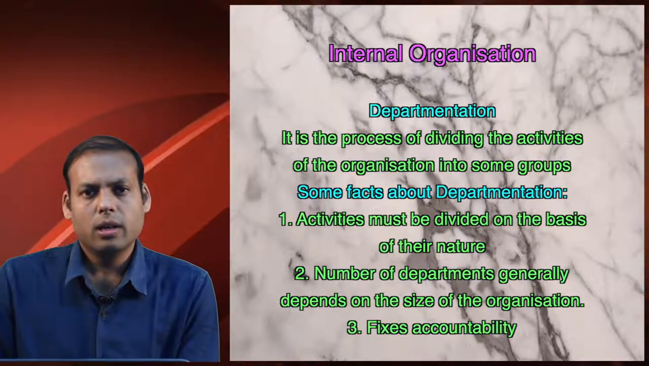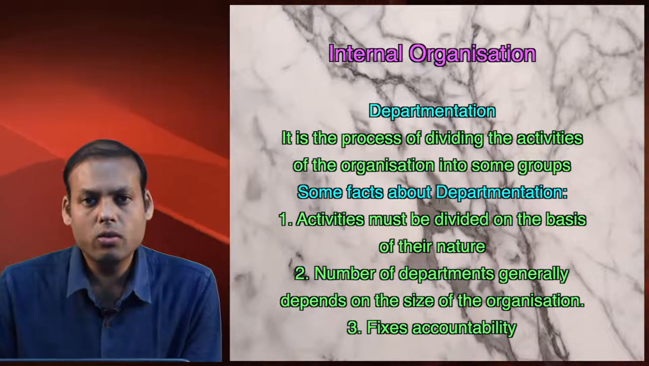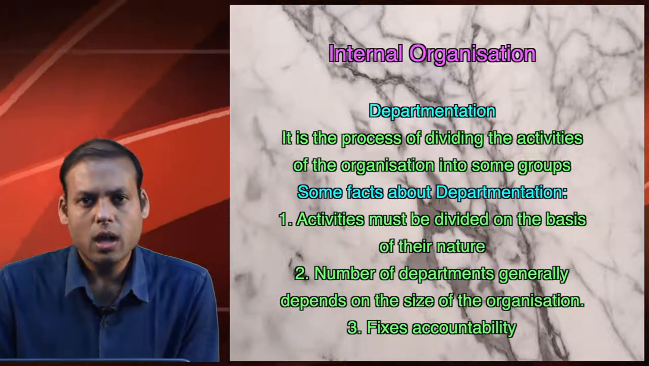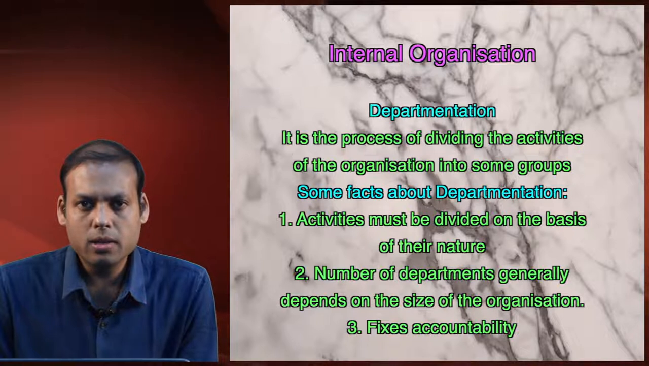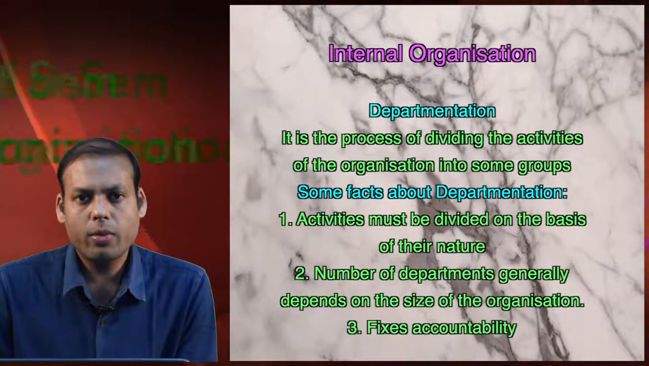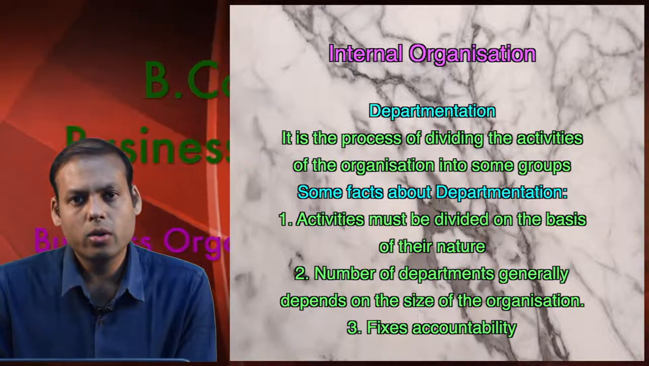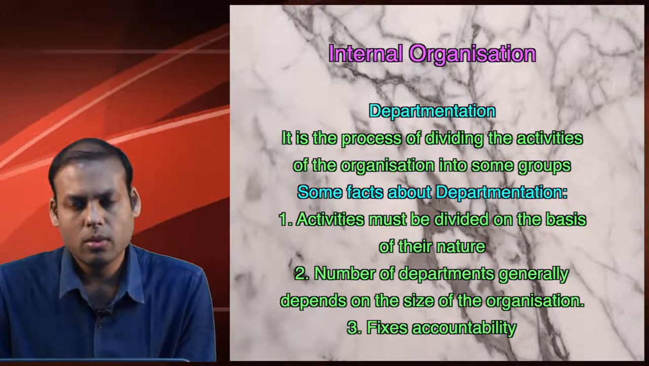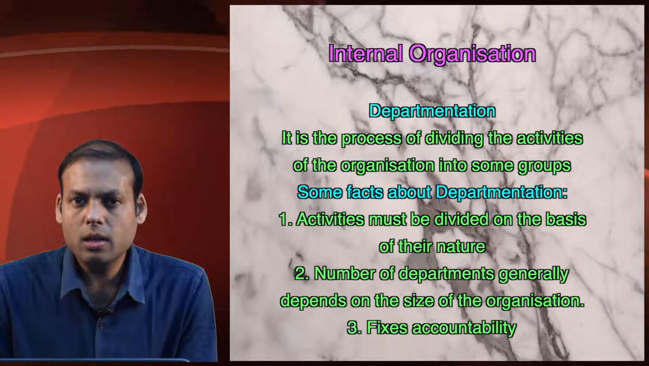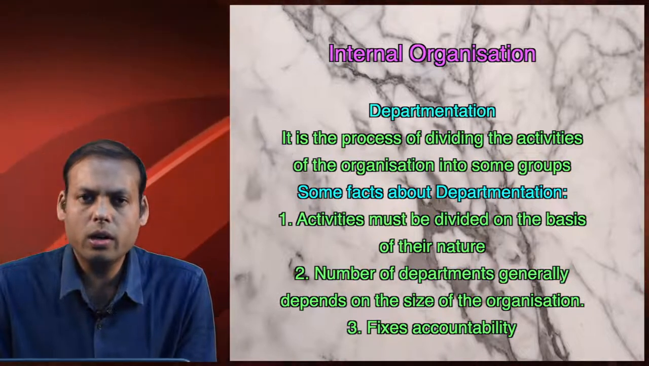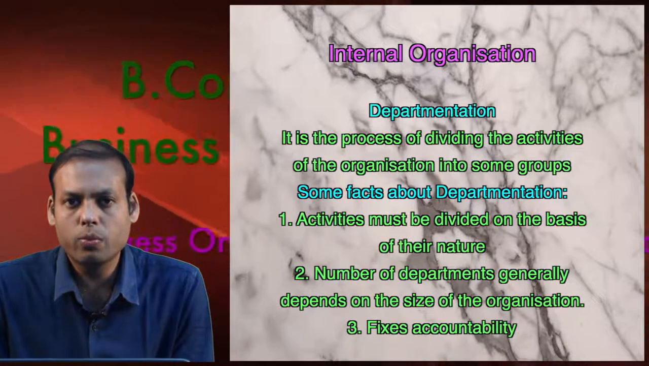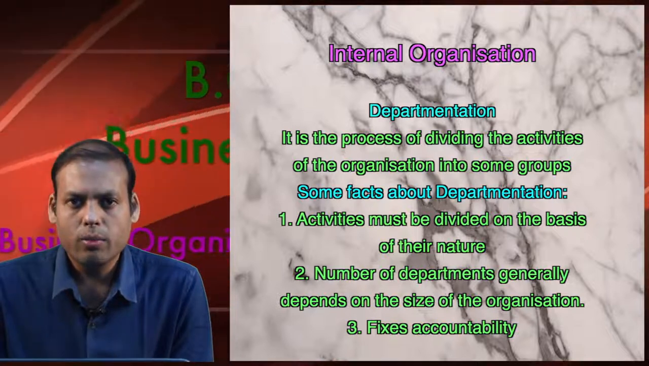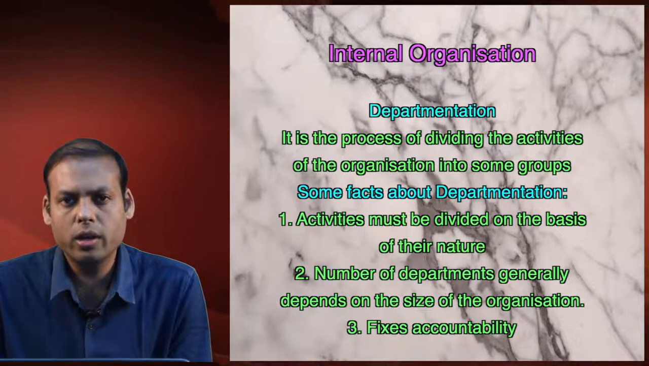The third point regarding departmentation is that it fixes accountability. When we classify the activities of the organization and group them into particular departments, in each department there will be some employees, and each employee will be entrusted with certain responsibilities, certain tasks to be performed. So, it helps in fixing the responsibility and accountability on a particular individual. That individual is responsible to perform that part of his or her work, and that will be again coordinated by his or her superior, as we have already discussed.